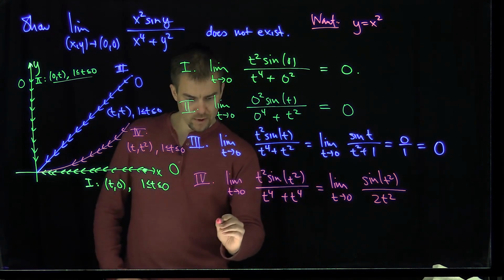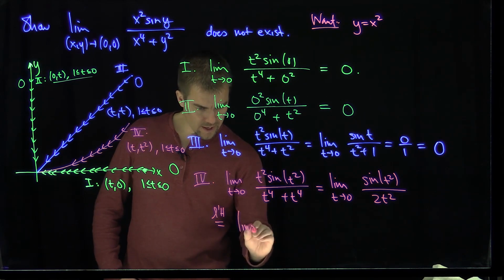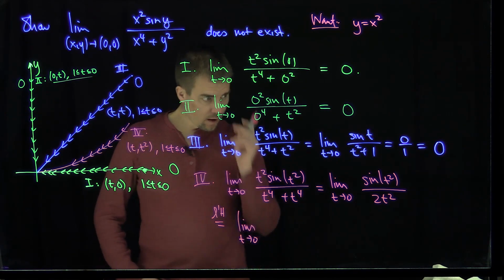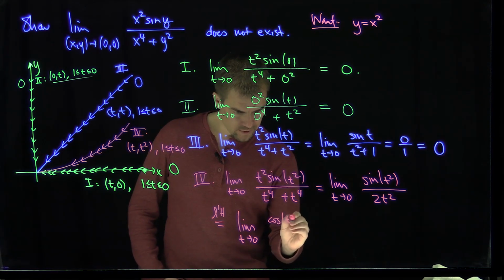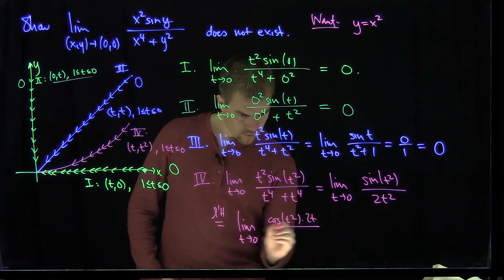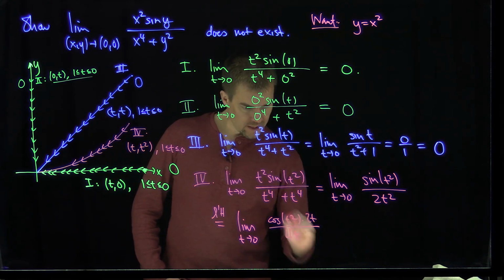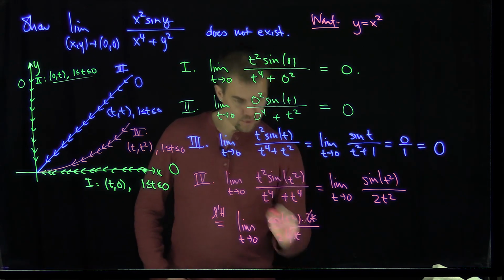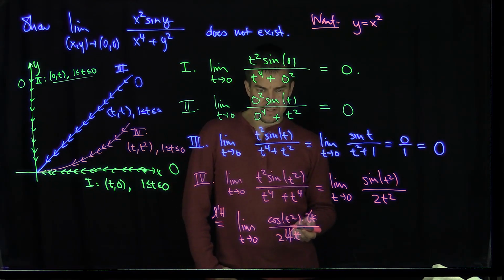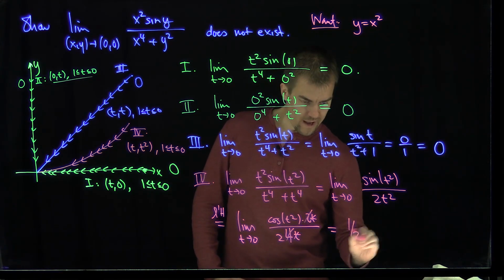Now I get 0 over 0 here, so we can use L'Hopital's rule. By L'Hopital's rule, this is going to be the limit as t goes to 0 of the cosine of t squared times 2t, all divided by the derivative of the denominator, which is 4t. So the t's are going to cancel, and the 2 is going to cancel with the 4 and turn into a 2. And as I plug in t equals 0, I have the cosine of 0, which is 1, over 2. So the limit along this parabola is just 1/2.